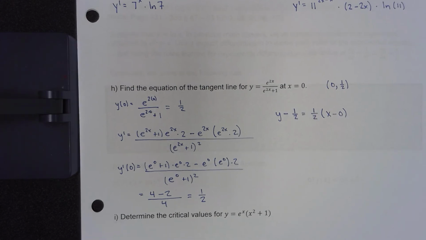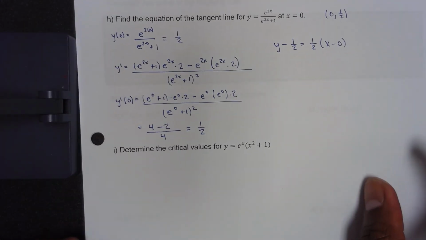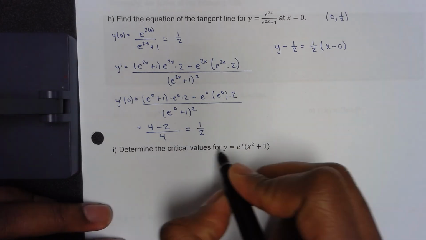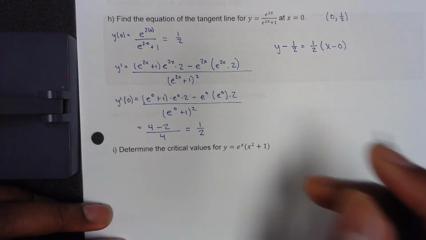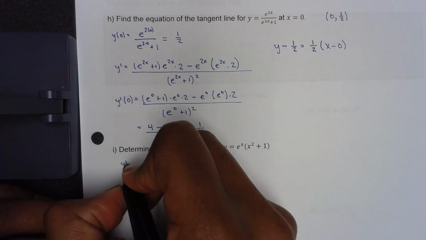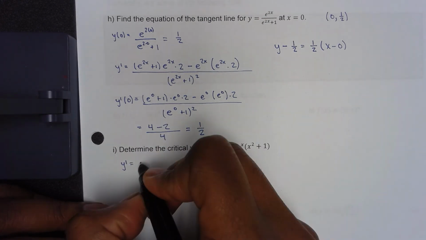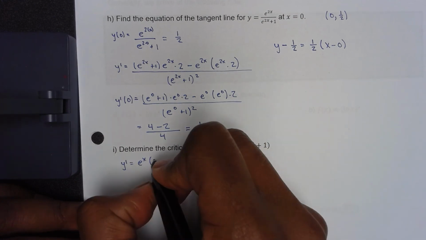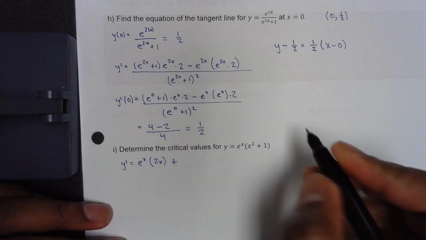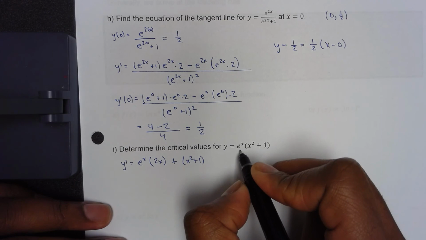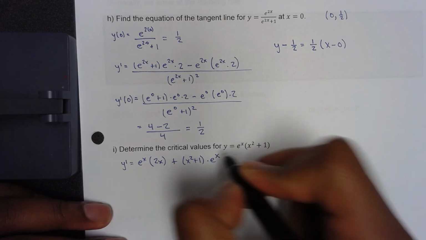And last is I. Determine the critical values for y equals e to the x times x squared plus 1. So to determine critical values, we need the first derivative. The first derivative requires the product rule, so we'll have e to the x times the derivative of x squared plus 1, which is 2x, plus x squared plus 1 times the derivative of e to the x, which is still e to the x.